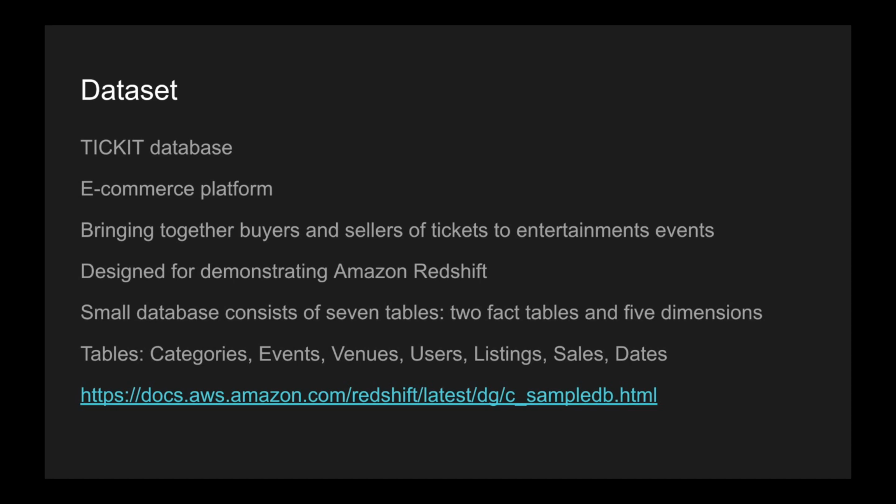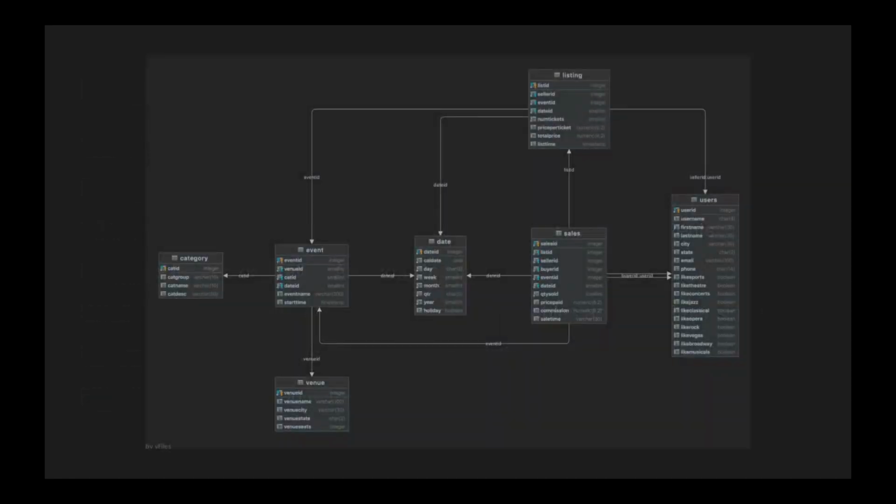The ticket database is a small database consisting of 7 tables. Those tables are the categories, events, venues, users, listings, and sales for our events, and the dates that the tickets were purchased. This is a diagram which represents the tables and their relationships to one another.